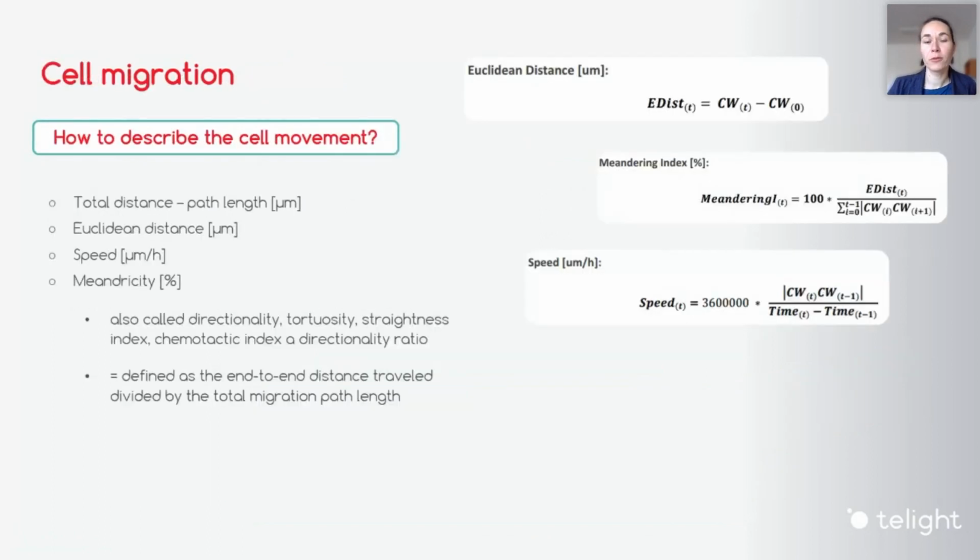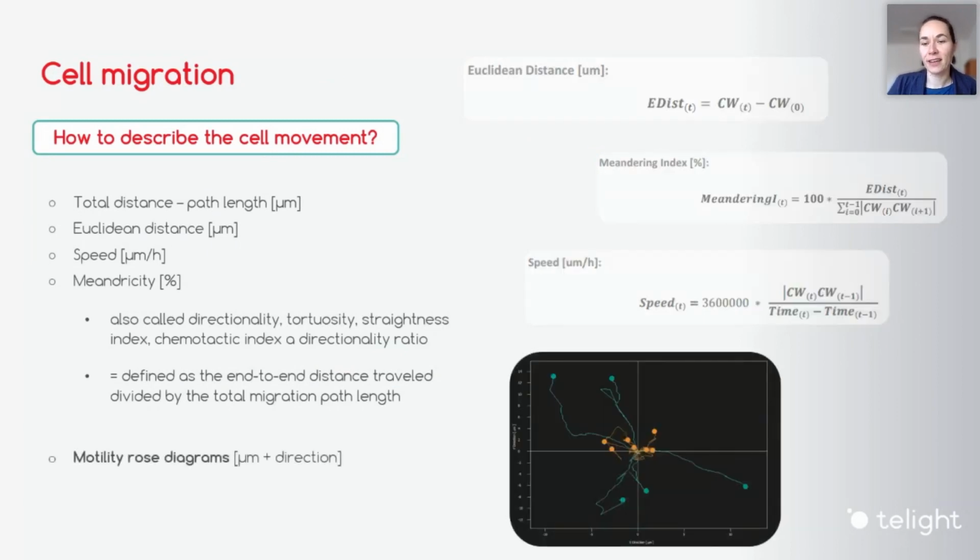When you want to describe cell movement, you can find in many papers a lot of different parameters for how to describe it. The traditional ones are, for example, describing the total path length or the Euclidean distance or, of course, the speed. Then there are some parameters describing meandricity. You can find different terms for the same characteristics. And the data are usually expressed at the end as motility rose diagrams because they express both the path length and the directionality.